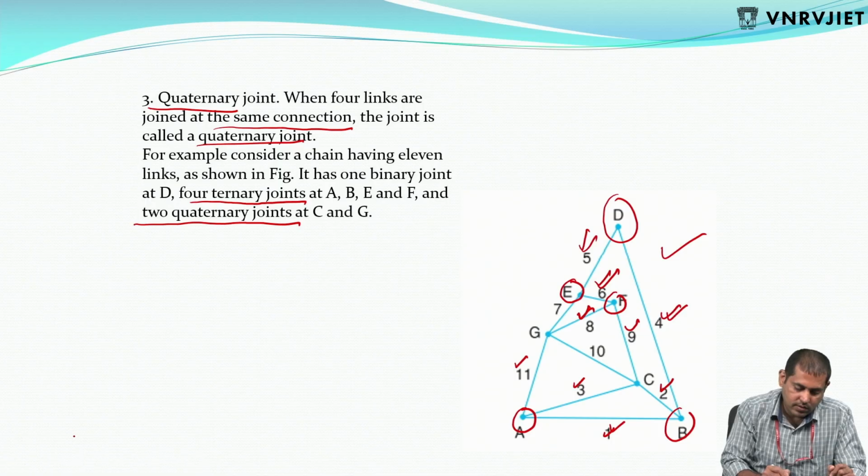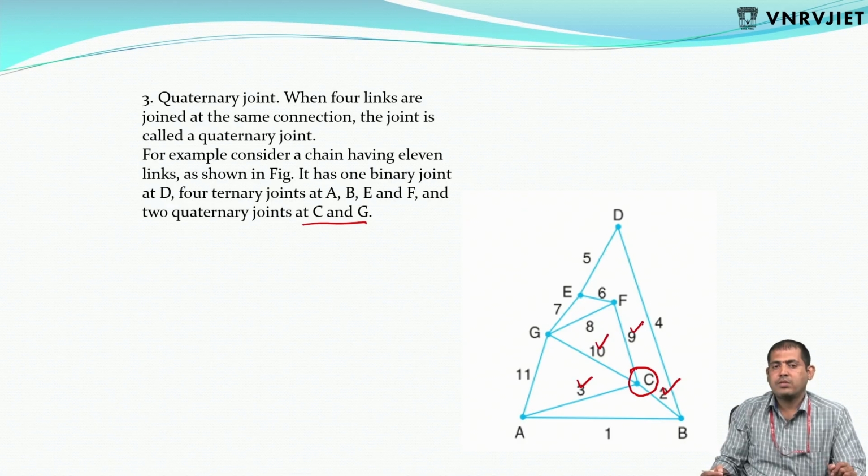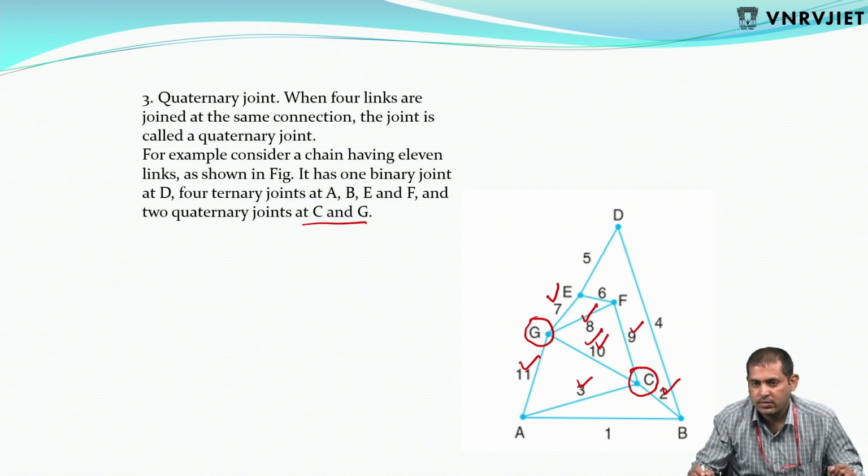C and G. Here, C has links 2, 3, 10, 9. 4 links are connected. And G has 7, 8, 10, 11. These are the quaternary joints.